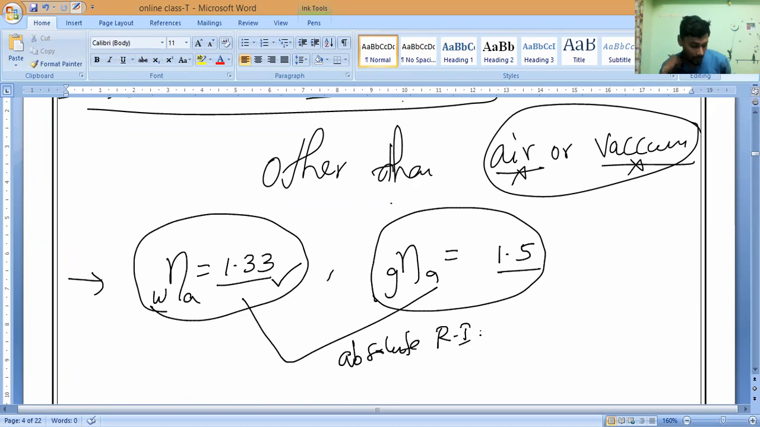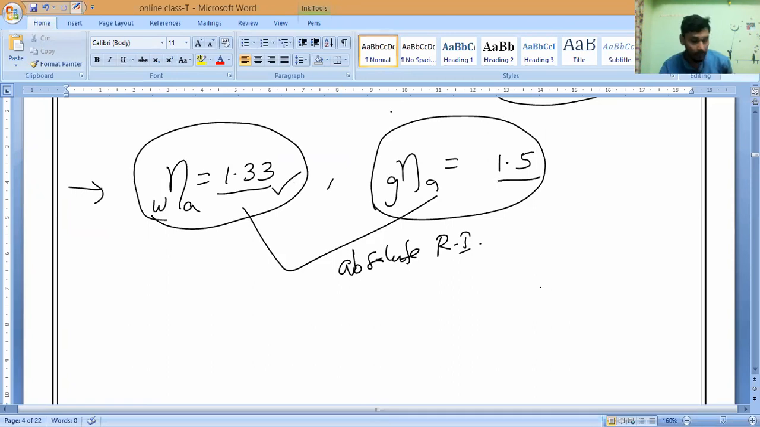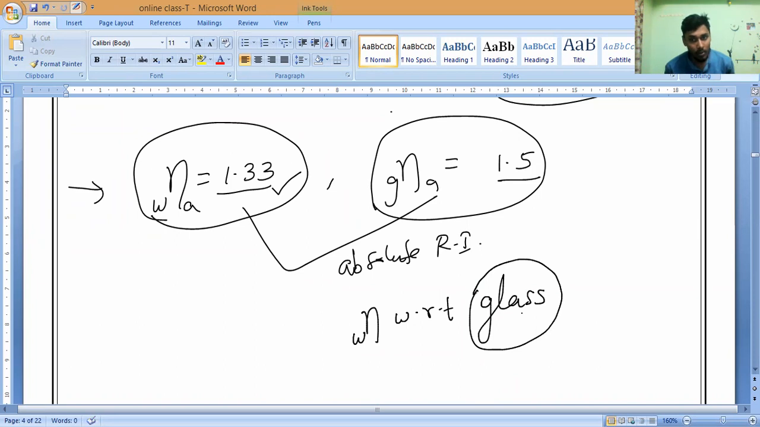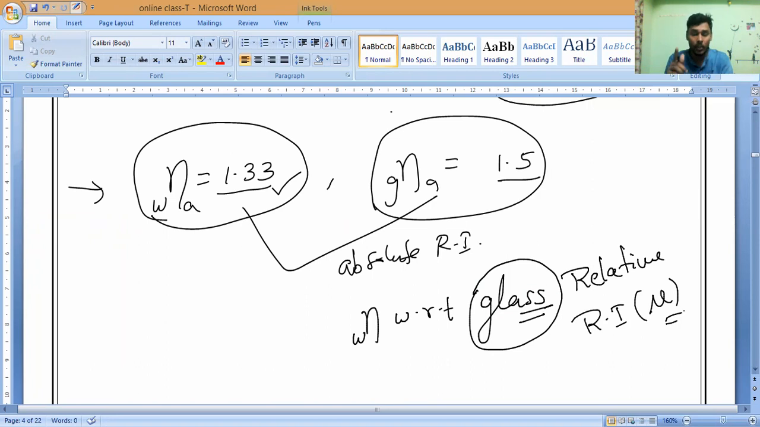Now the question: calculate the refractive index of water with respect to glass. With respect to glass, I'm asking. So in this case, is it absolute or relative refractive index? It is relative refractive index. I am comparing the speed of light in water with respect to glass.